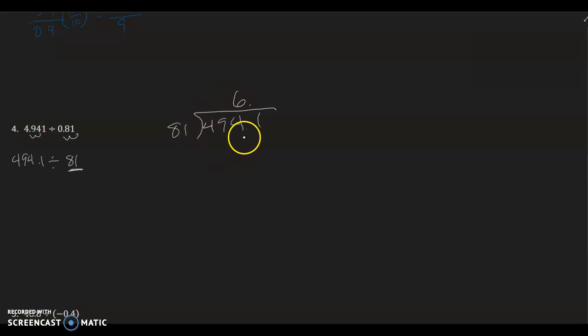So 6 times 1 is a 6. 6 times 8 is a 48. And if I subtract here, I get what? An 8. And then I drop the 1. Well, that's nice because 81 goes into 81 1 times. So we do not have a remainder. So there we go.